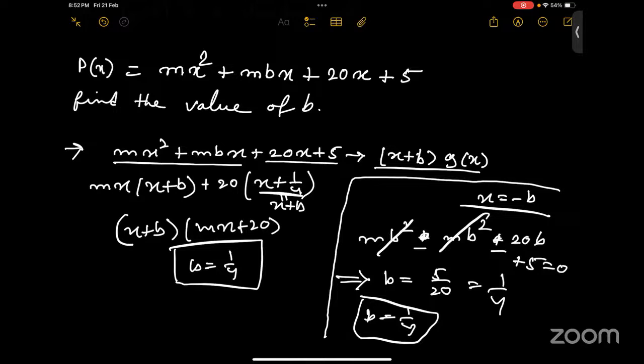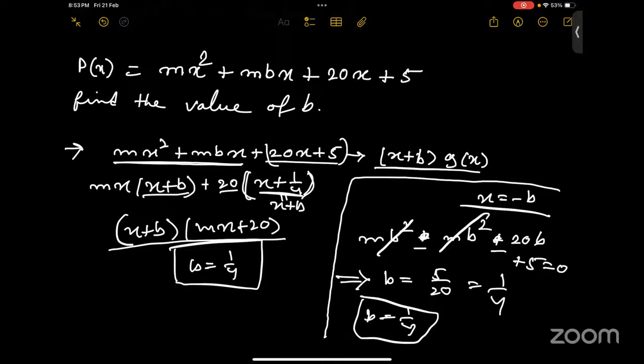Ma'am, can you explain this method once more? Okay. So x plus b is a factor means we want to take the factor as common, right? From these two terms, we can take mx, then we found x plus b. That means from these two also we should get some x plus b factor, right? So if I take 20 as common, we will get x plus 1 over 4, right? And this factor should be x plus b, so that we can take x plus b as common, right? So that we can express it in this form, because we know that x plus b is a factor, right?